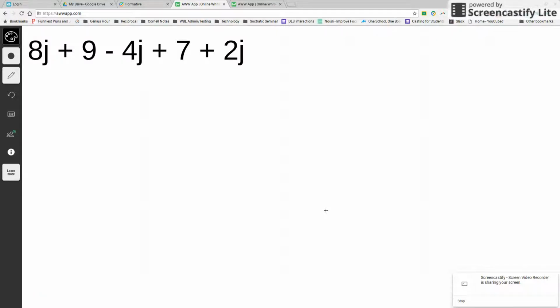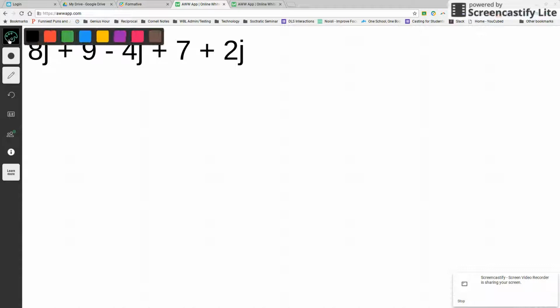All right, so when we combine like variables, we want to combine all of the j's and combine them down into one single number with a variable with it. It'll make more sense as we get going. So I have this expression here. This is an expression and not an equation because it doesn't have an equal sign. An expression is kind of half of an equation if you want to think of it that way. We have 8j plus 9 minus 4j plus 7 plus 2j.